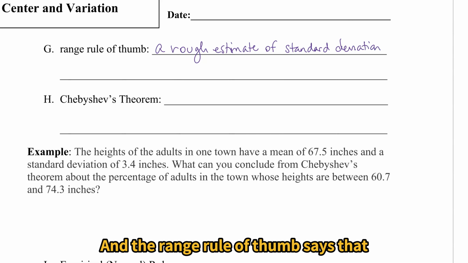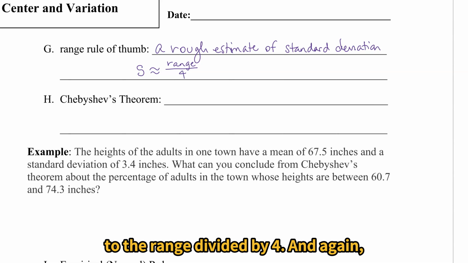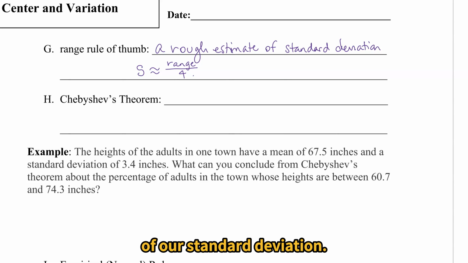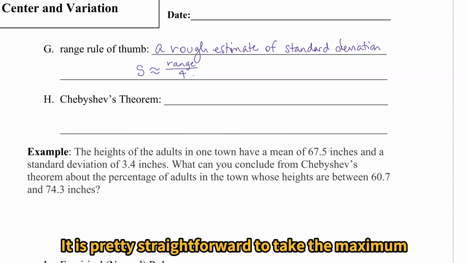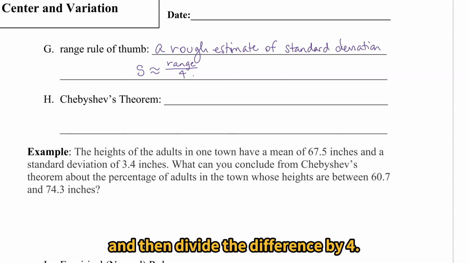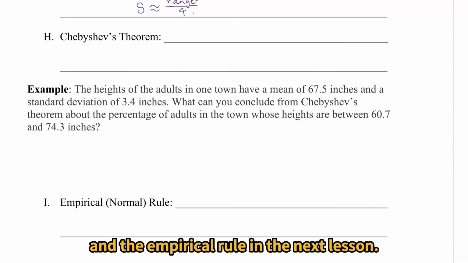And the range rule of thumb says that the standard deviation is approximately equal to the range divided by 4. And again, this is used to be a rough estimate of our standard deviation. If we can't calculate the standard deviation using technology, it is pretty straightforward to take the maximum minus the minimum and then divide that difference by 4. I'll talk about Chebyshev's theorem and the empirical rule in the next lesson.